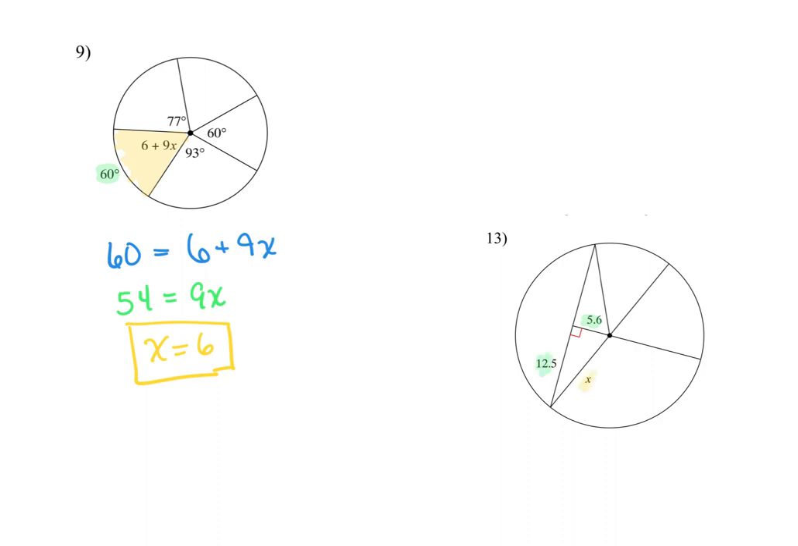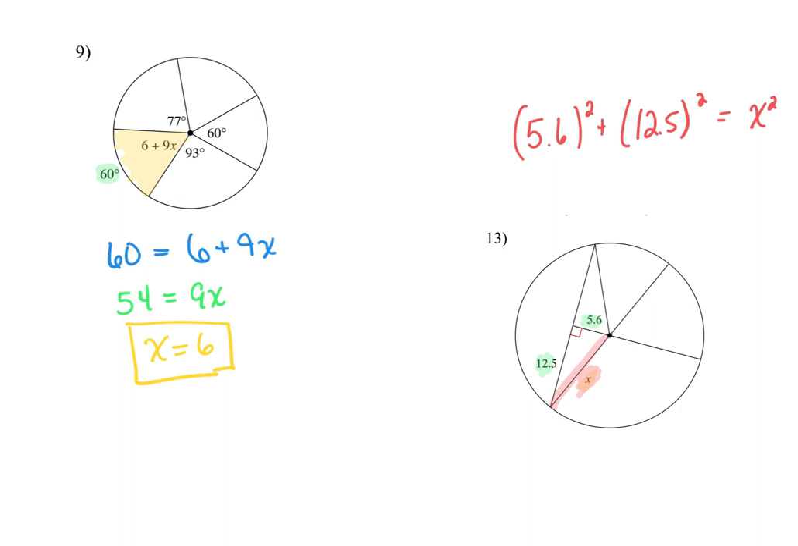What method are we going to use here? Yeah, Pythagorean theorem. So I'm going to say a squared, that's my 5.6 or my 12.5, plus b squared equals c squared. All right? Biggest two mistakes that I have with these problems: you either put your c in the wrong place. Your c is always, always, always your hypotenuse, okay? Always the longest side, the side across from your right angle.